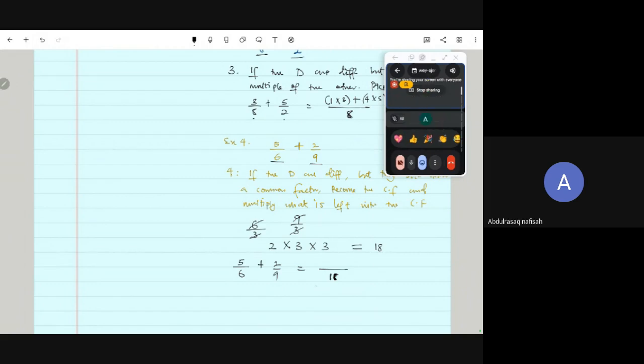Now, how many 6s can you see in 18? That's 3, because 6 times 3 is 18. So 3 times 5. Plus how many 9s can you see in 18? 2. 2 times 2. So what is 3 times 5? 15. Plus 2 times 2, 4, over 18. That is 19 over 18. And you can write it as 1 and 1 over 18.